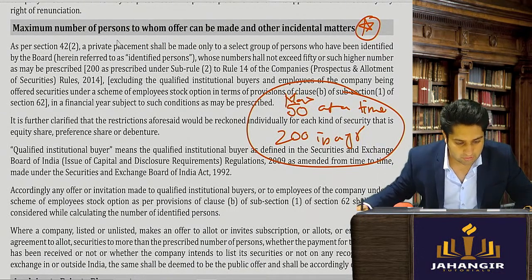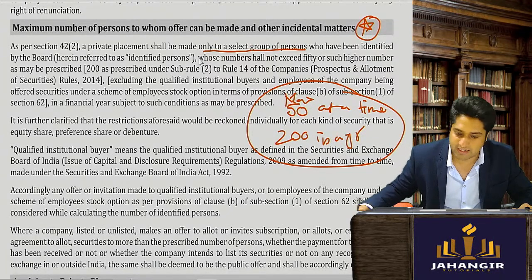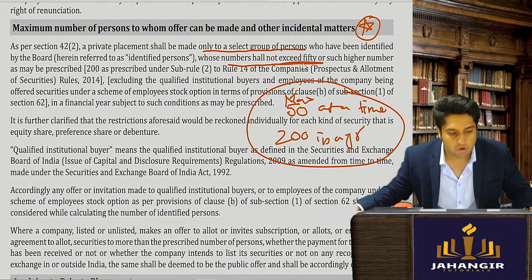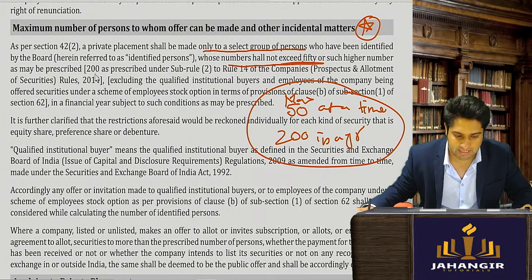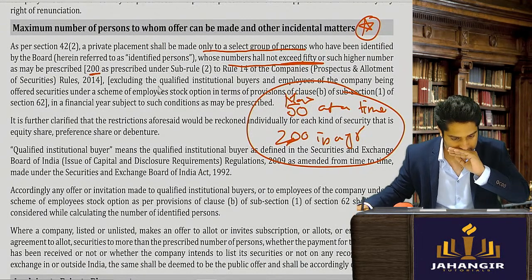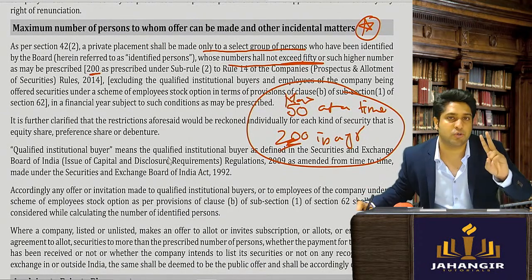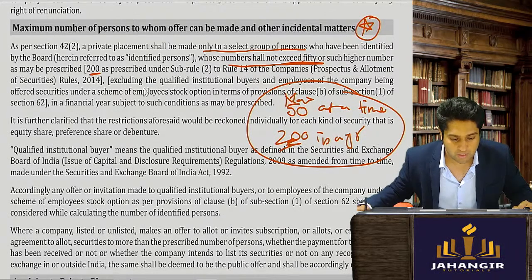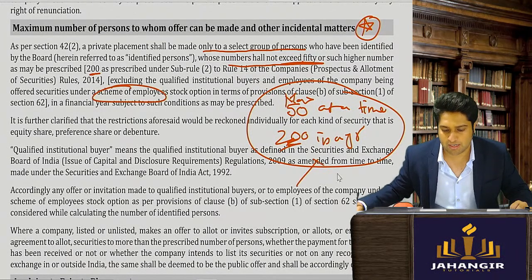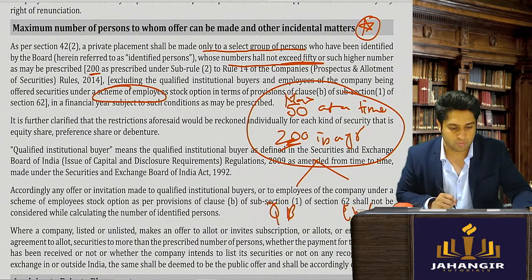Now the private placement shall be made only to a selected group of persons who have been identified already by the company, whose members shall not exceed 50 or such amount as may be prescribed. So it can be increased up to 200 also. Now while computing 50 or 200, two kinds of people should be excluded. One is employees and the other one is QIBs. So QIBs should be excluded and employees should be excluded.